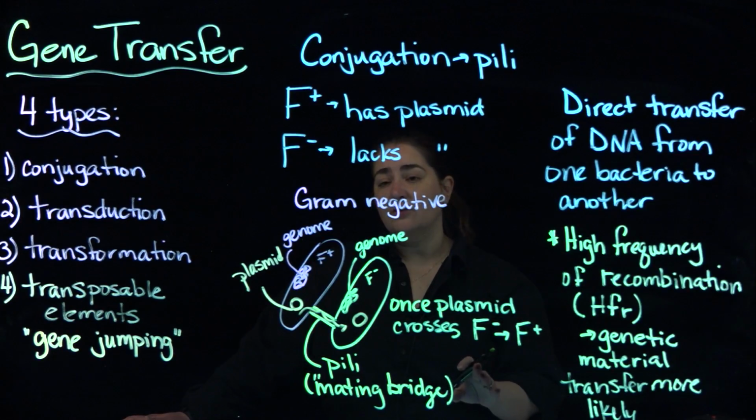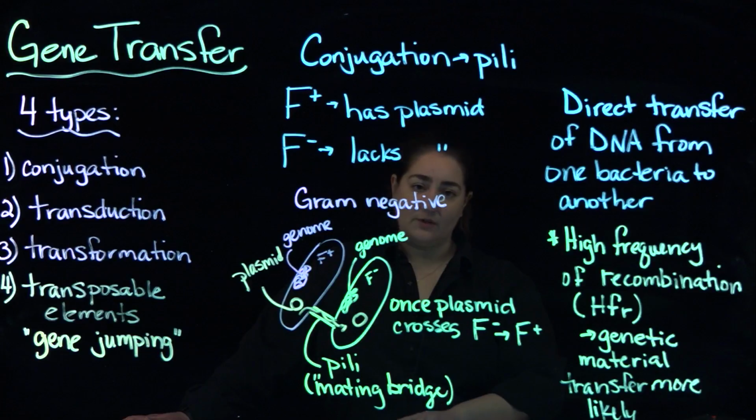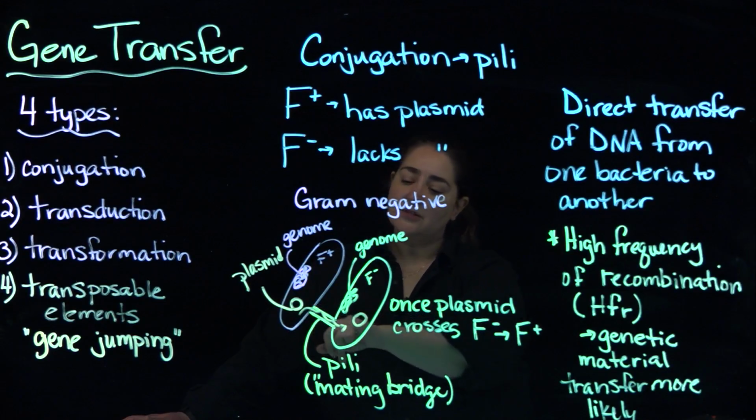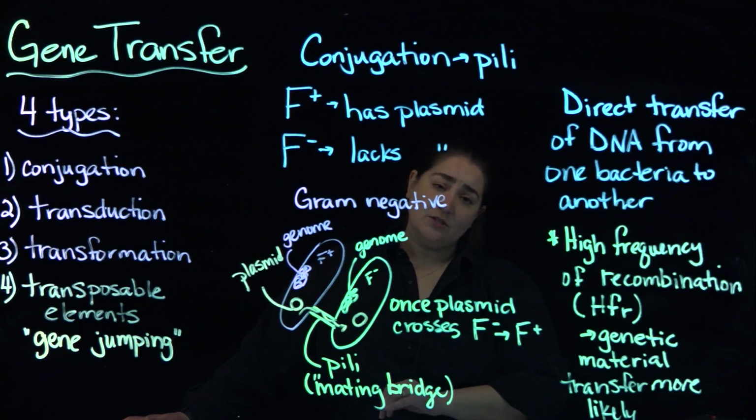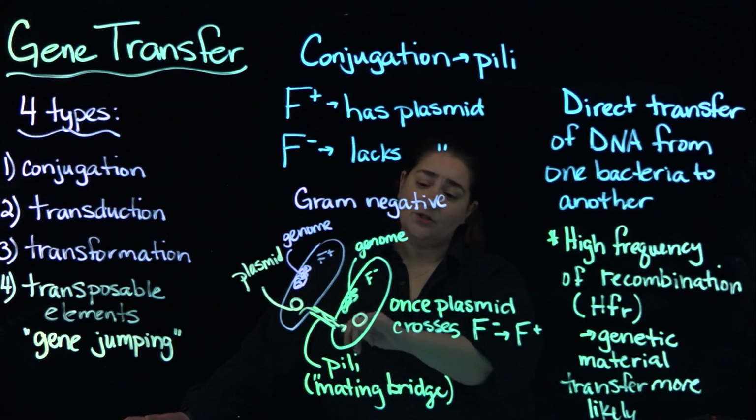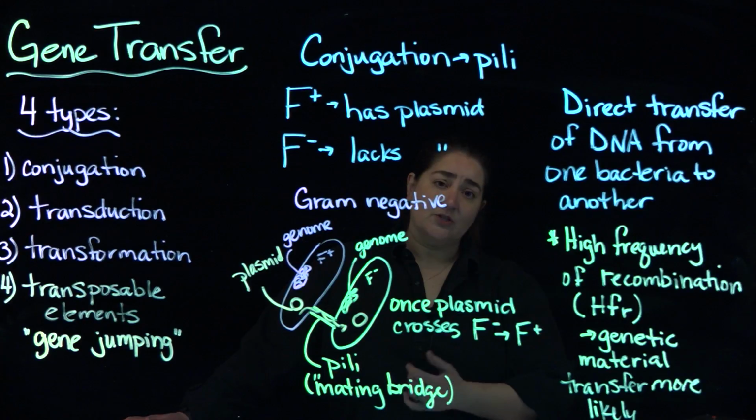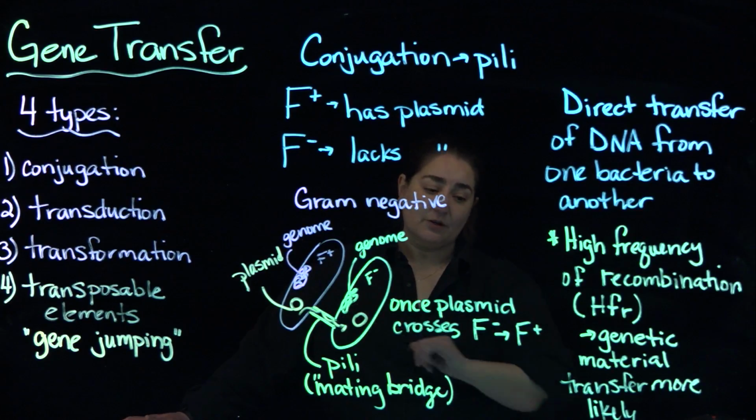But with the bacterial conjugation, the important structure there is going to be the pili, and that plasmid is going to transfer and move across that bridge, that conjugation bridge or that mating bridge, to transfer the genetic information to the cell that doesn't have it, okay?